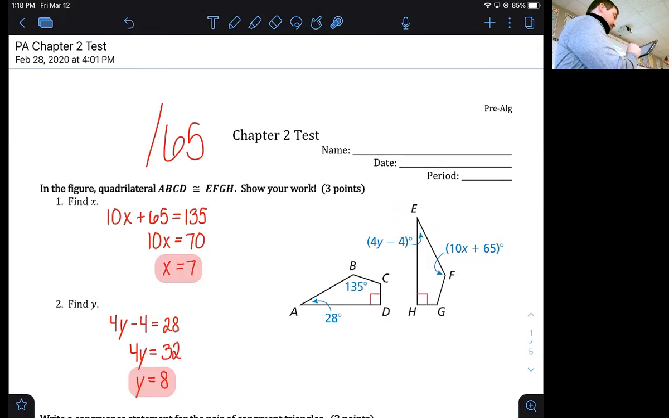Angle E corresponds with angle A. So I know they're congruent. Angle A is 28 degrees. And we set that equation up and solve to get y equals 8.